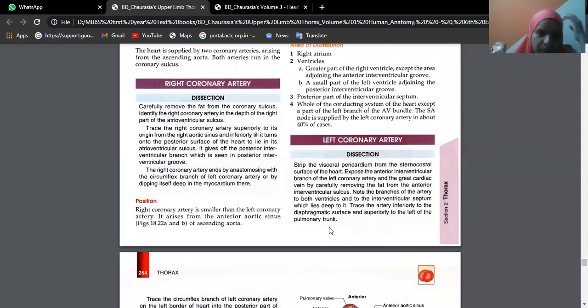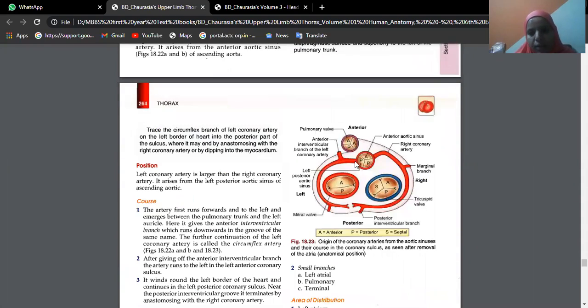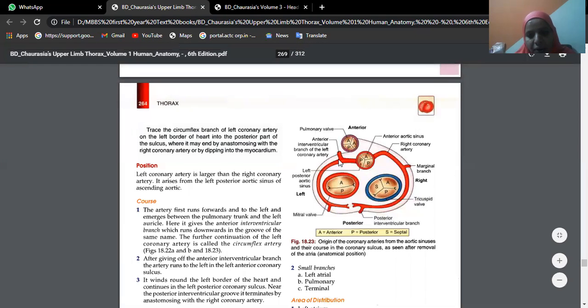See here, beta. See the blood supply of the heart. We already know we have right and left coronary arteries which are giving blood supply to the heart. Now, as soon as the ascending aorta comes from the left ventricle of the heart, we have anterior and posterior aortic sinuses, from where we have the origin of the right coronary artery coming from the anterior aortic sinus, and the left coronary artery coming from the posterior aortic sinus.